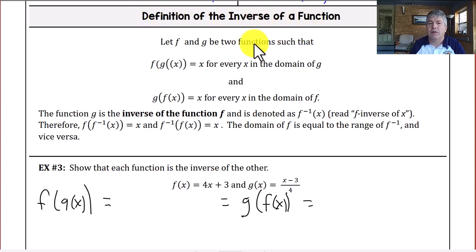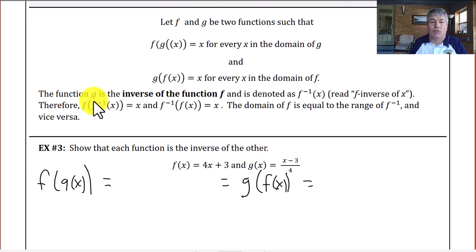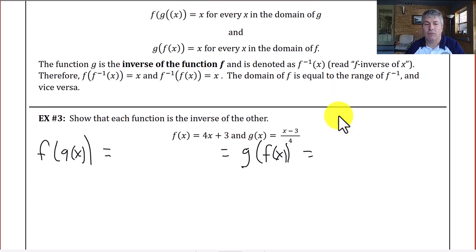Here's the definition of an inverse function. Let f and g be two functions such that f of g of x equals x for every x in the domain of g, and g of f of x equals x for every x in the domain of f. This is actually an exercise we did in a previous video. So the function g is the inverse of the function f, denoted f inverse of x. Therefore, f of f inverse of x equals x, and f inverse of f of x equals x. The domain of f is equal to the range of the inverse, and vice versa.